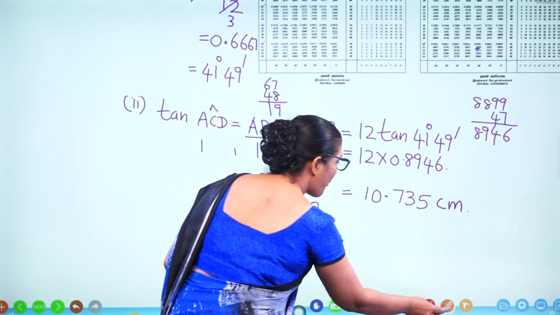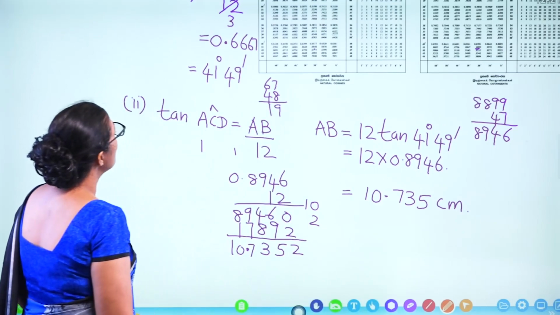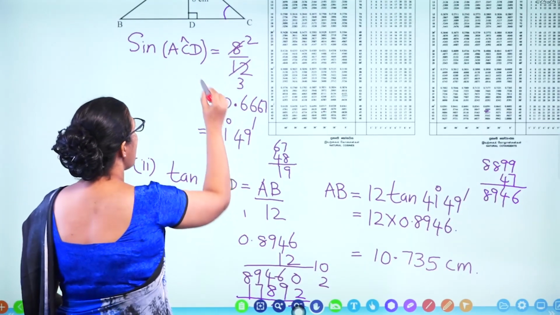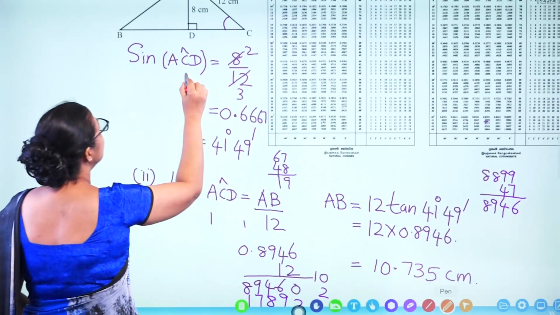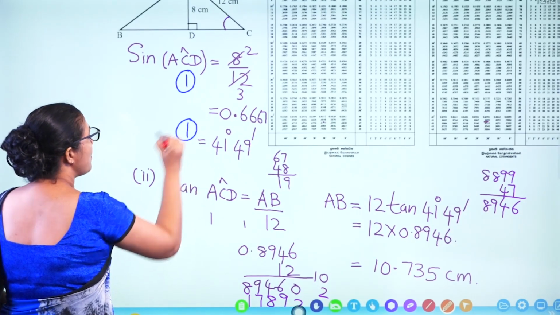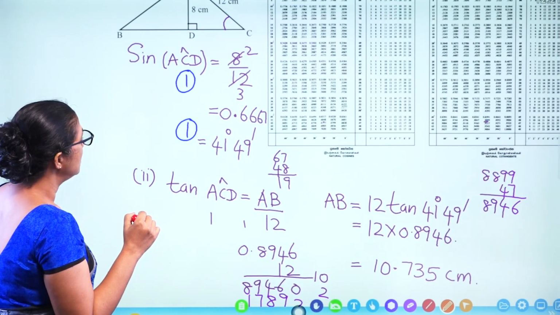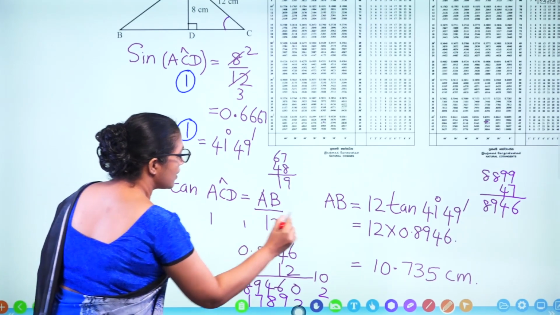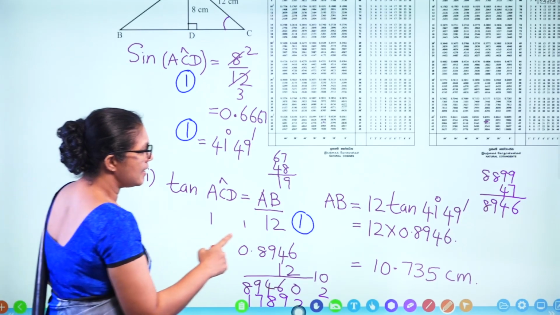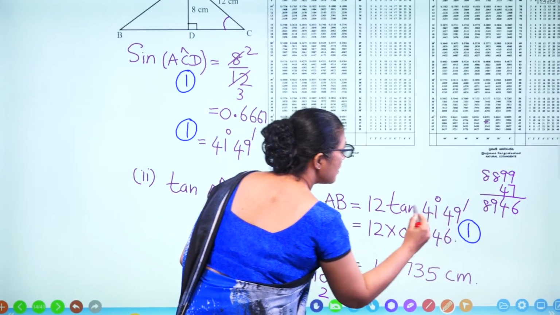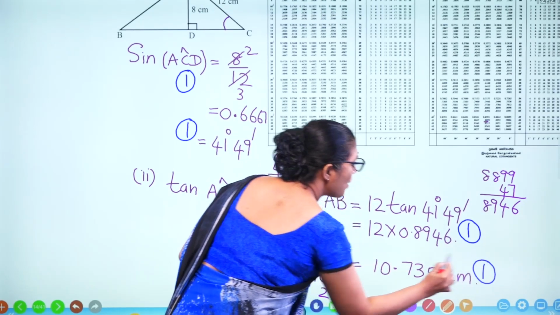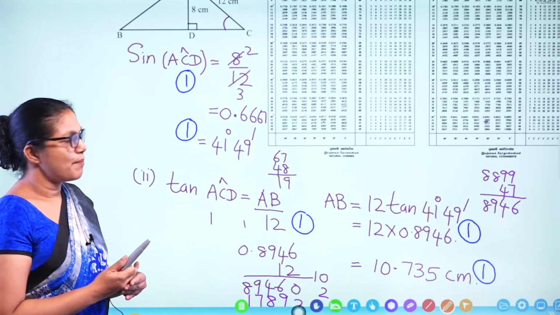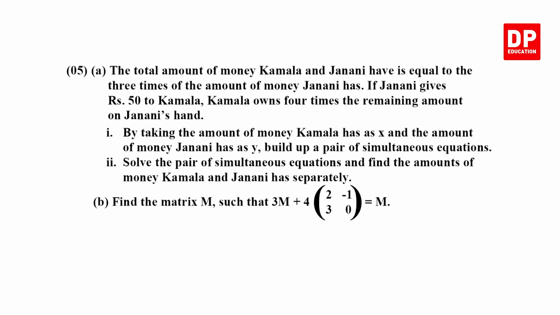So we can give marks. Using the sine ratio, 1 mark, and finding the value, 1 mark. And here, 1 mark for this, and here using this one, 1 mark, and final answer, 1 mark. So 5 marks for part B and 5 marks for part A. Altogether 10 marks.